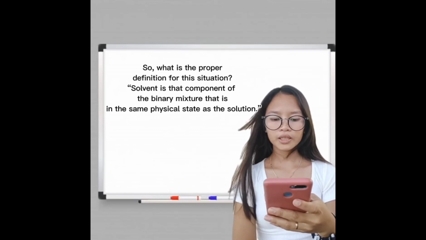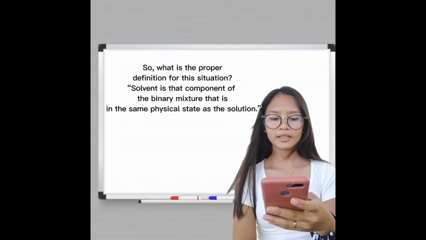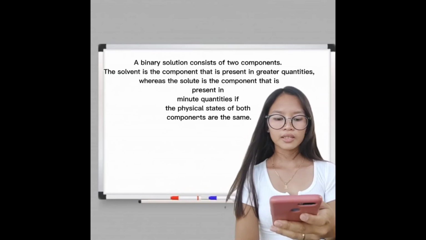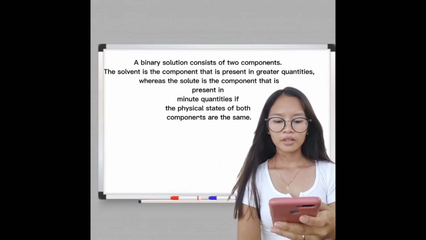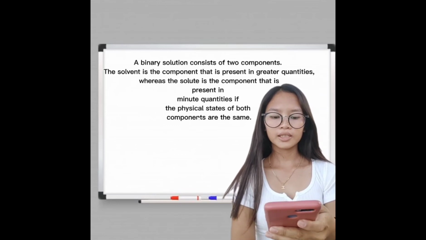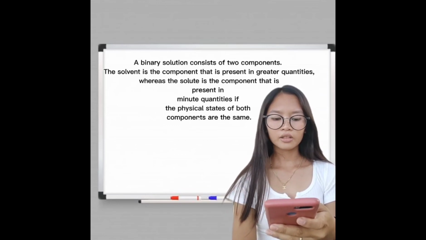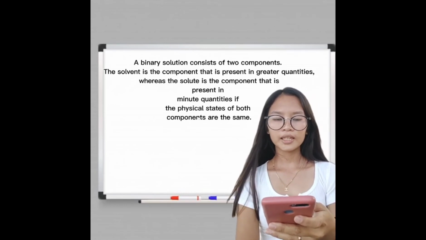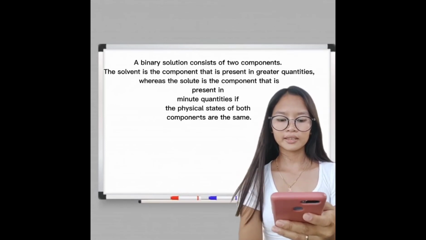Solvent is the component of the binary mixture that is in the same physical state as the solution. A binary solution consists of two components. The solvent is the component that is present in greater quantity, whereas the solute is the component that is present in minute quantity, if the physical state of both components is the same.